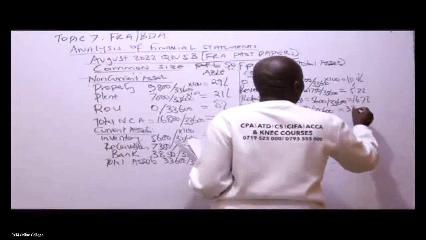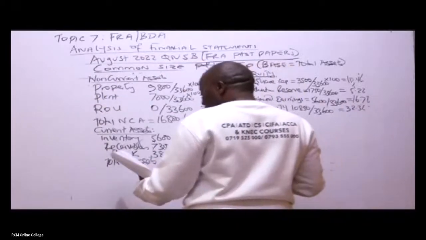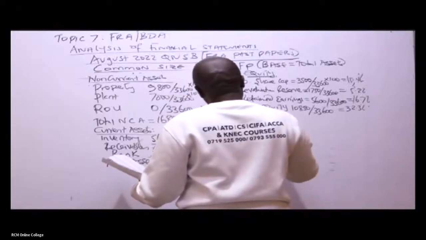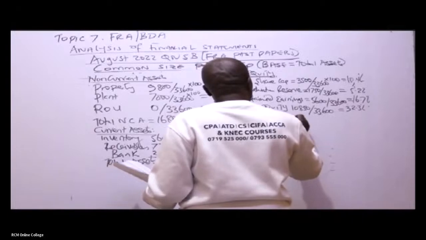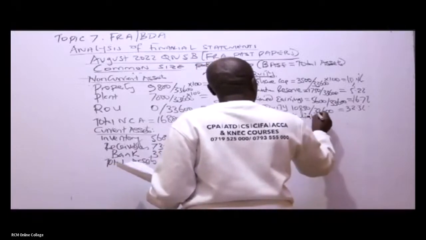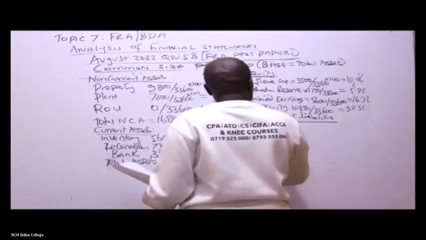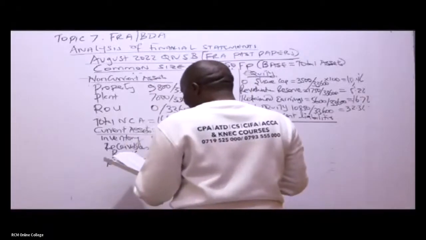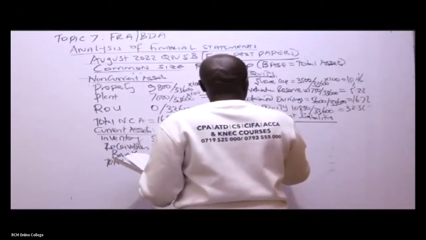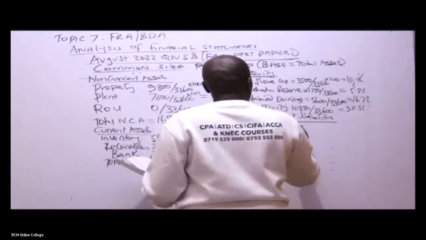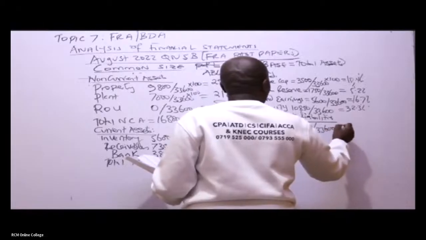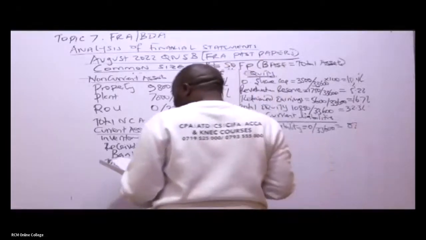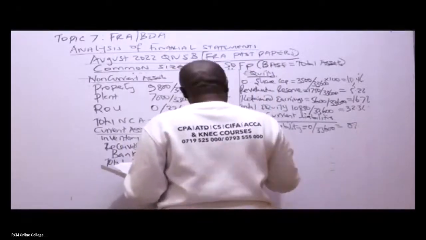32.3%. After total equity, you write exactly whatever they have given you there. Non-current liabilities. So non-current liabilities, I can see lease liability. Don't say that because it's 0 you won't write it. Write it. 0 divided by 33,600, you're getting 0% there. Then we have 10% loan notes.